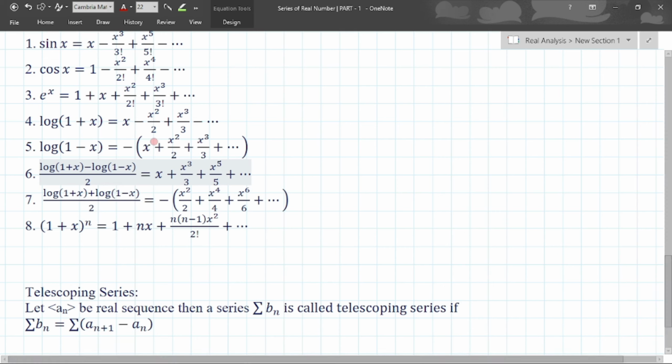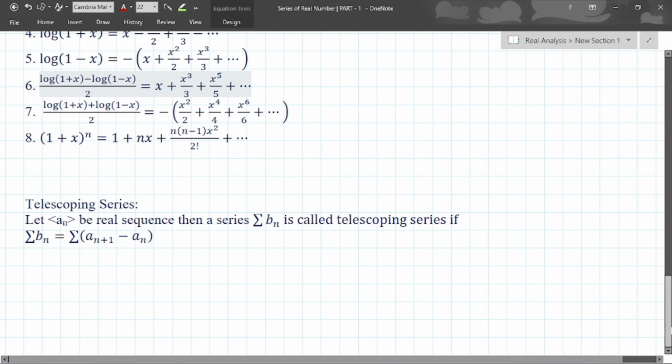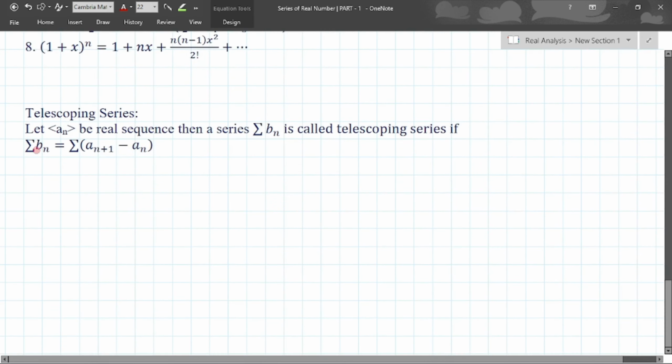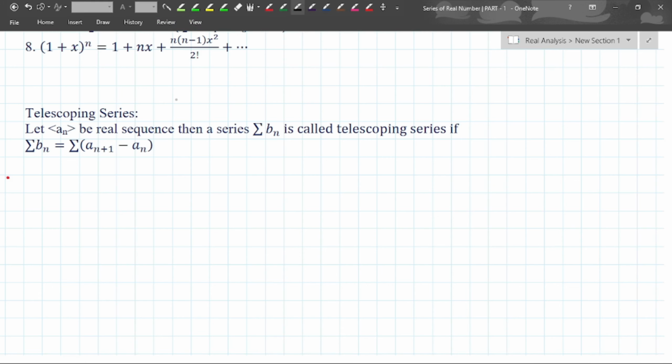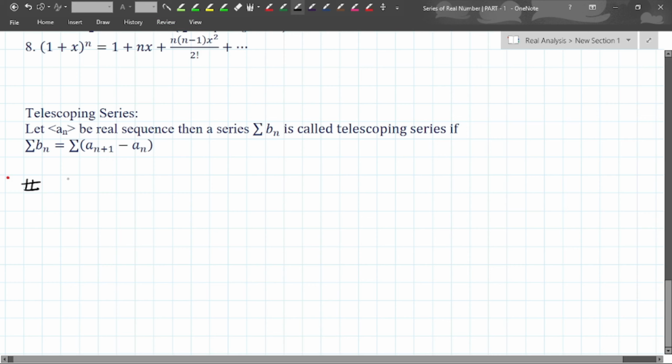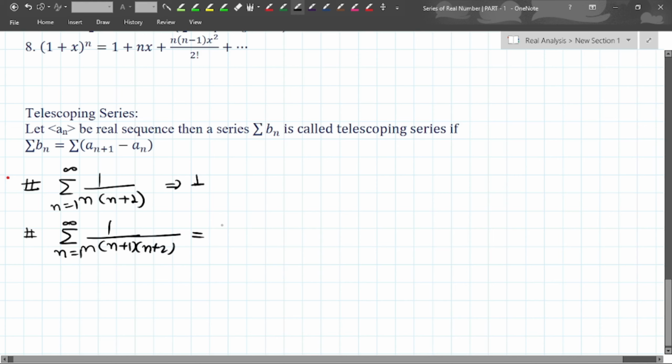Next one is the telescoping series, in which you have the next term is this. Okay, so b n in the form of something like a n plus 1 minus a n. One thing I just want to tell you is this observation: if your sequence is something like 1 upon n into n plus 1, then the sum of this sequence from 1 to infinity is going to be 1 only. Let's say if your series is the sum of 1 upon n, n plus 1, n plus 2, now it is nothing but 1 by 4.